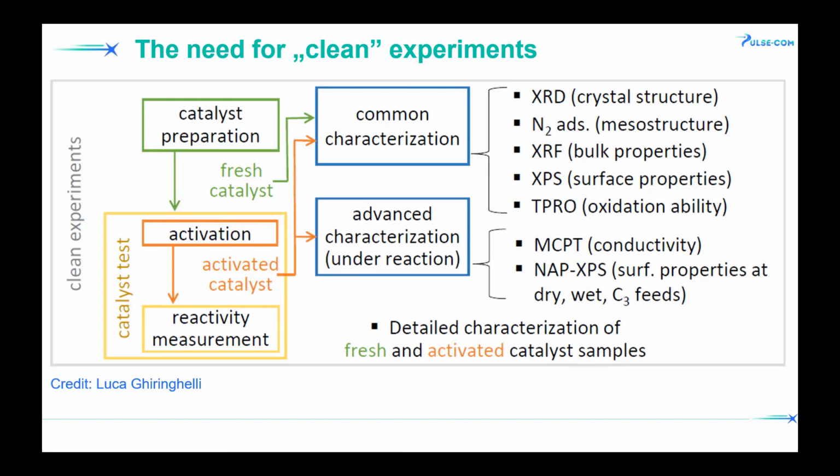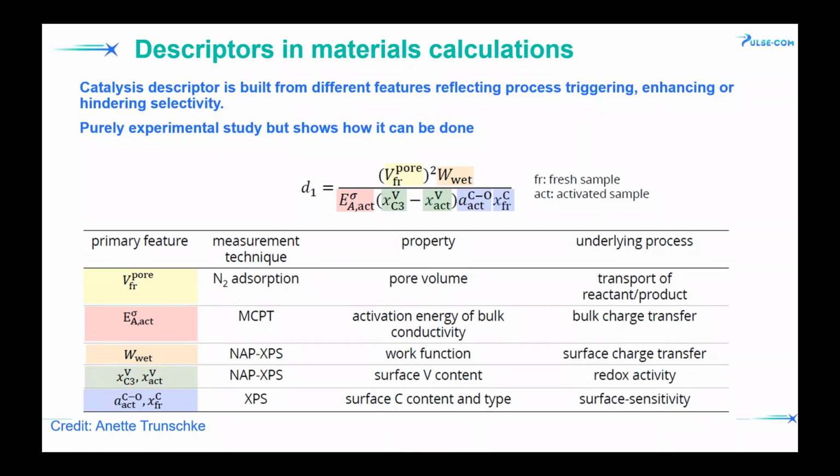So very sophisticated and a huge number of measurements that can be used to derive some sort of property. So then you have to think very hard how to combine all these properties into a single descriptor. And this is what the authors came up with from Annette Trynschke from Fritz Haber Institute in Berlin. So they derived a descriptor that features many qualities that reflect how the catalyst triggers the process, how it enhances the reaction rate, and how, for example, it boosts or hinders selectivity. So we want the catalyst to be efficient but selective.